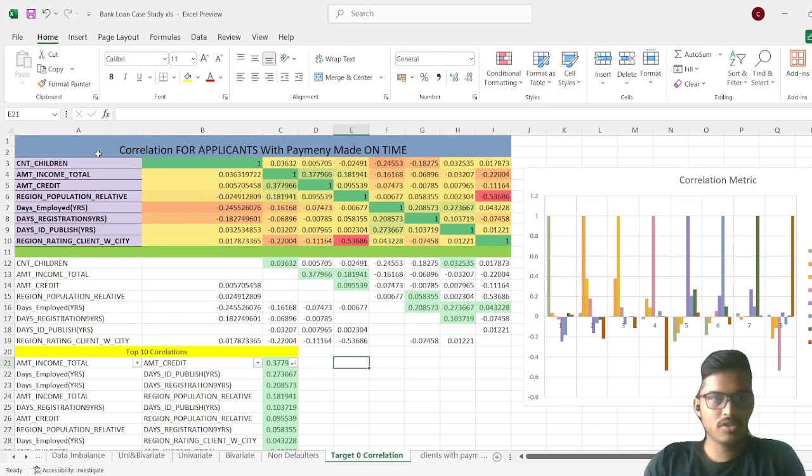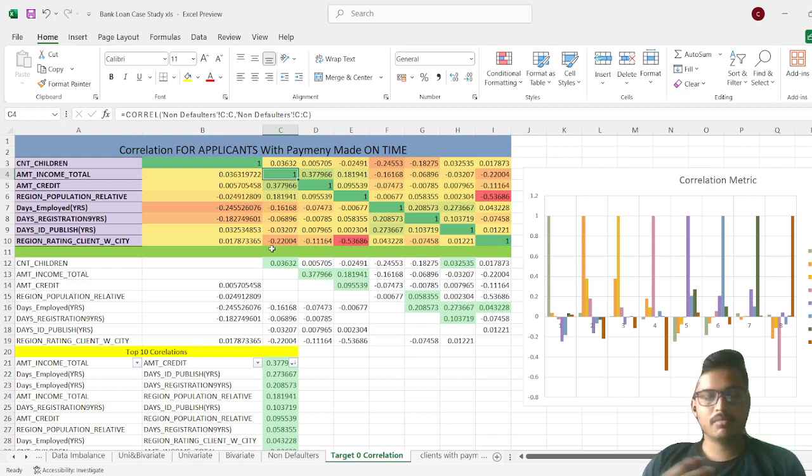Let me explain this. So this is the table map. For the row level, we have dropped the count of children, AMT income total, AMT credit, region population relative, days employed, days registration, and two other columns. So this first row is showing the correlation of count of children with itself, and the second column is showing the relation of count of children with the AMT income total, right? And then count of children to the AMT credit, and count of children with the region population relative here, and so on. Then again we'll be moving to AMT income total with credit, AMT income total with count of children, and then with itself, and so on down.